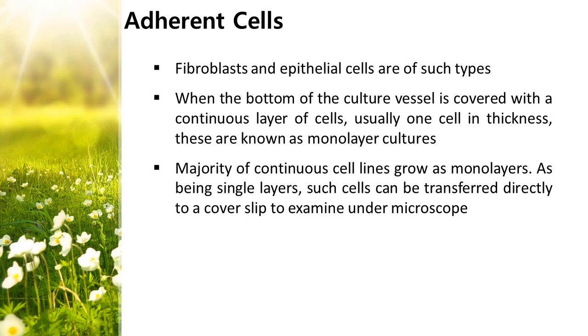Majority of continuous cell lines grow in the form of monolayers. Being present in the form of single layers, they can be transferred directly to a cover slip. You can remove one particular cell easily and it will be directly transferred to the cover slip, so that you can examine under the microscope and study the property of those cells. So this is about adherent cells. Under primary cells, there are two types, adherent cells and suspension type of cells.